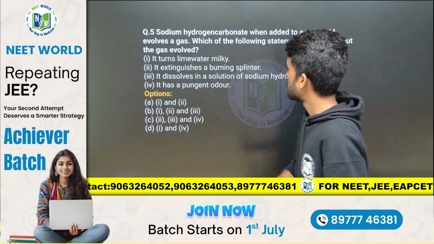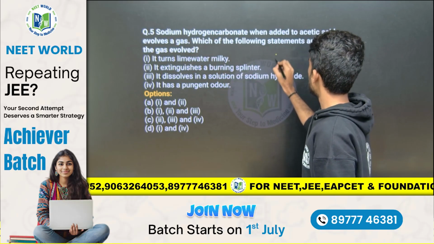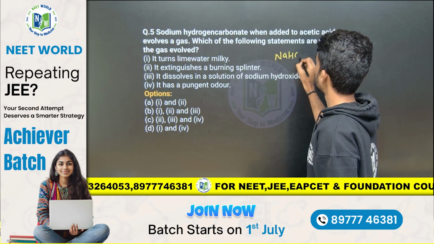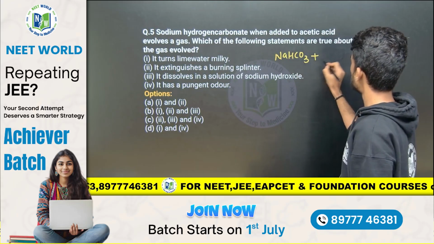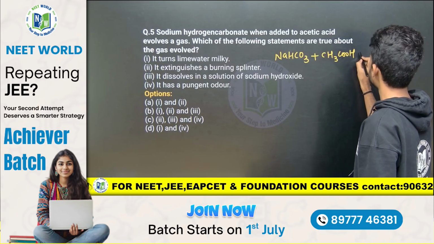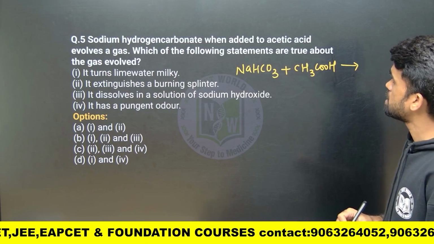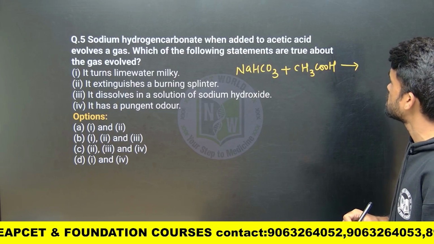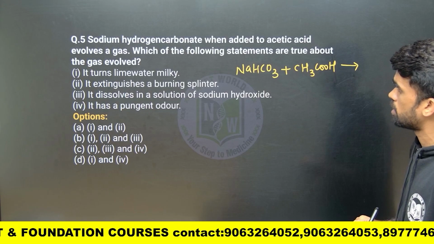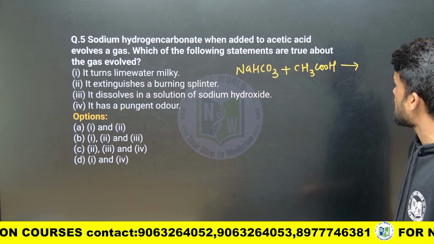Okay, no worries. Last question, read this. Sodium hydrogen carbonate, NaHCO3, when added to acetic acid, CH3COOH, evolves a gas. Which of the following statements is true about the gas evolved? So which statement is true here? So what is the gas evolved here?